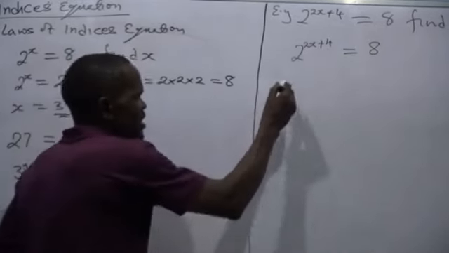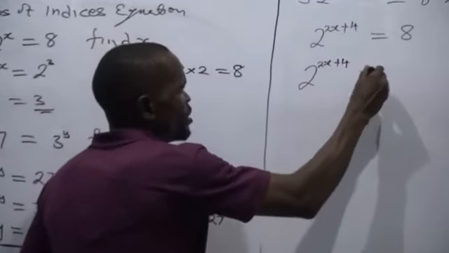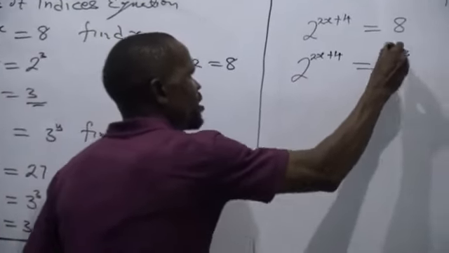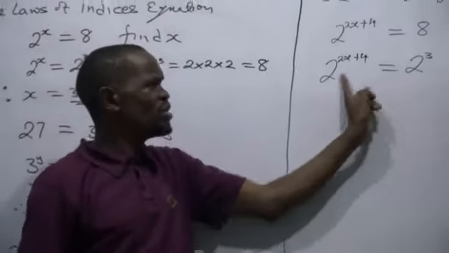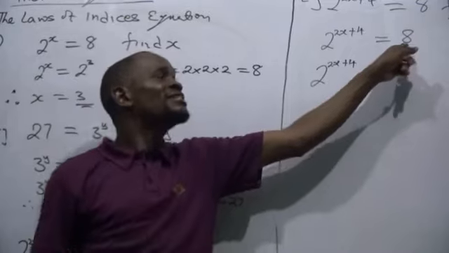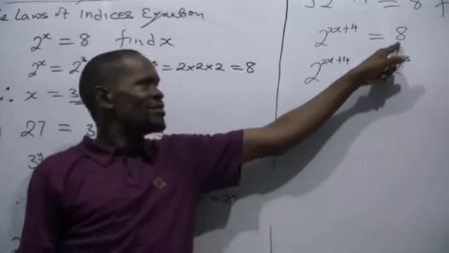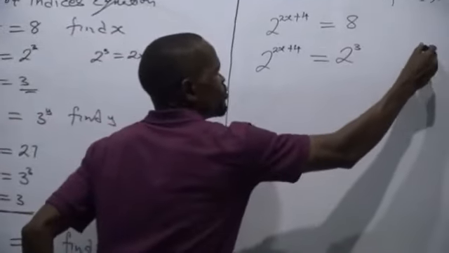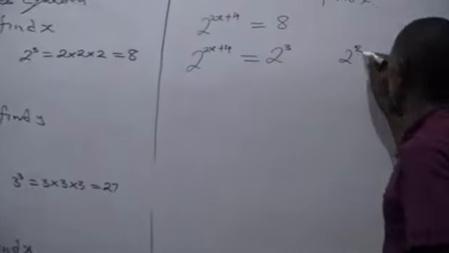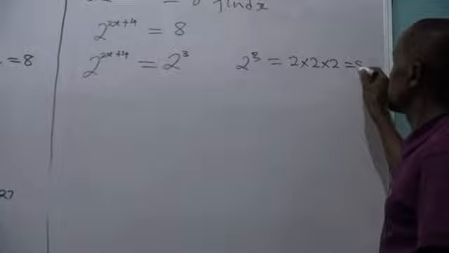So let me see. I have 2 raised to power 2x plus 4 is equal to 2 raised to power 3. I'll be able to make this side have the same base with this without altering the equation given to me. I did not alter this 8. The 8 remains 2 raised to power 3, which is something as 2 times 2 times 2, and that's the 8.